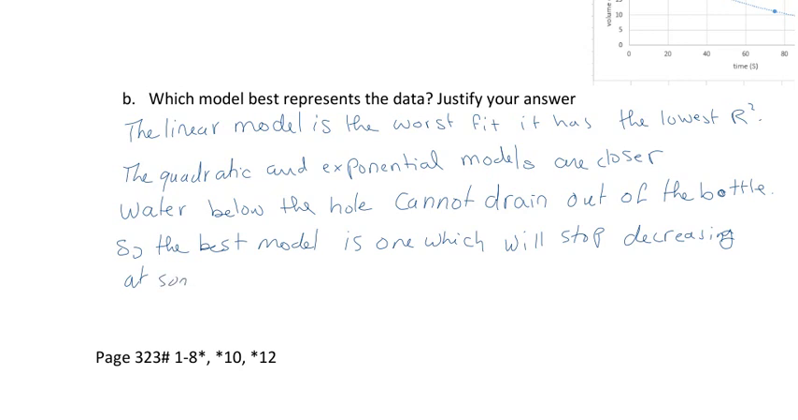And we said that the exponential is going to keep decreasing. So that's why the quadratic is the one that's going to reach a minimum and stop decreasing. So that's why we're going to pick the quadratic. And on top of that, it has a better R squared. Not much better, but a better R squared.